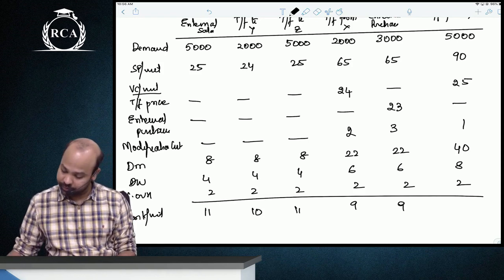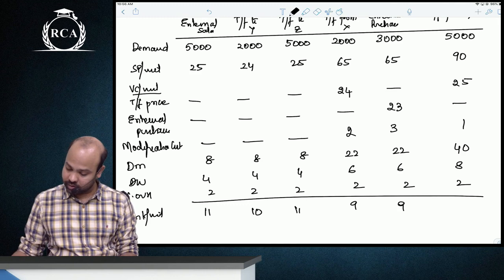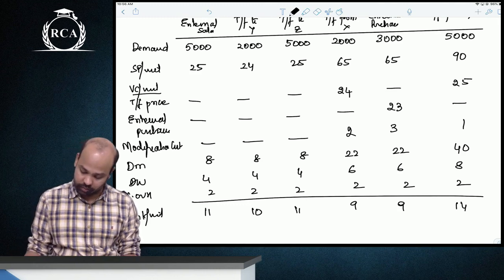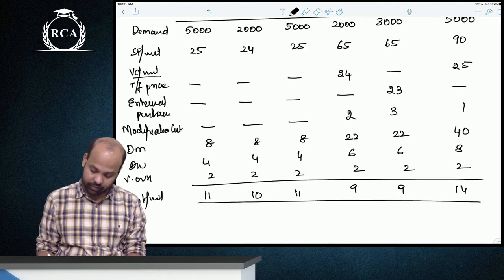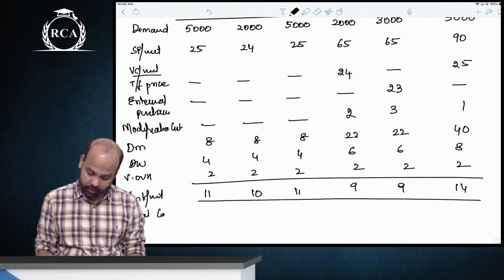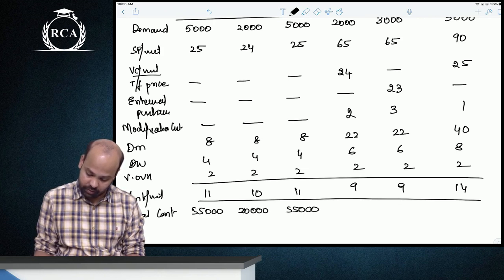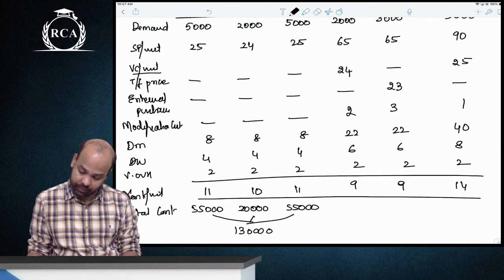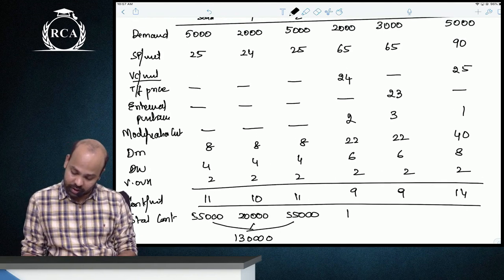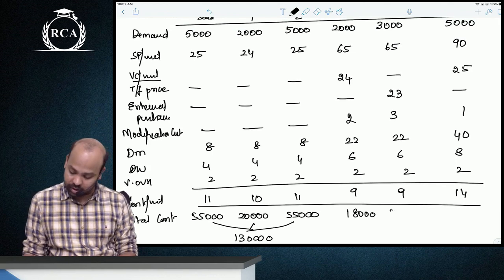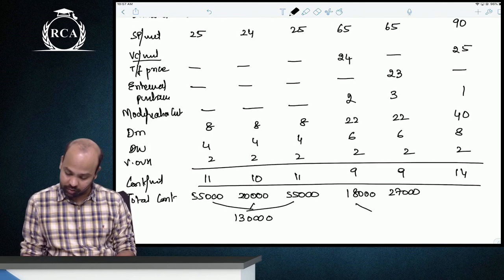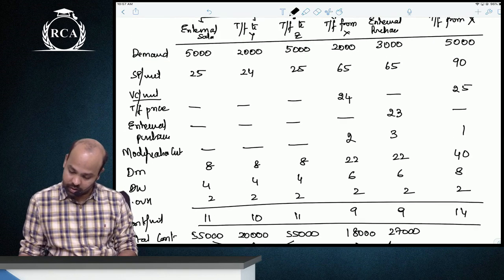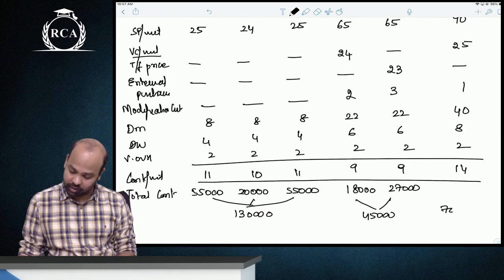And this would be 26, 10, 40, 14 rupees. Total contribution would be 55,000, 20,000, 55,000. This is for division X, guys. 1,30,000. Here 2,000 into 9, 18,000. 3,000 into 9 is 27,000. Put together 45,000. Here 5,000 into 14, guys, 70,000.